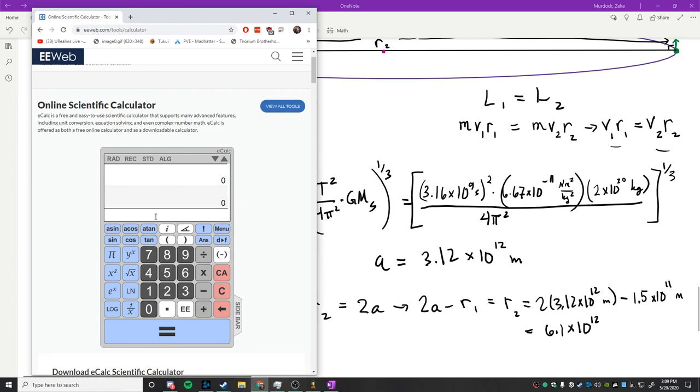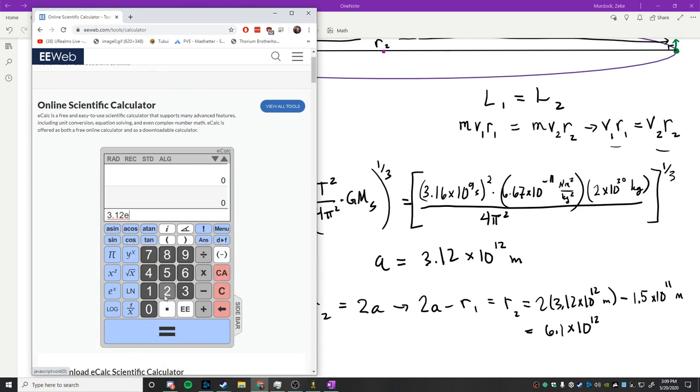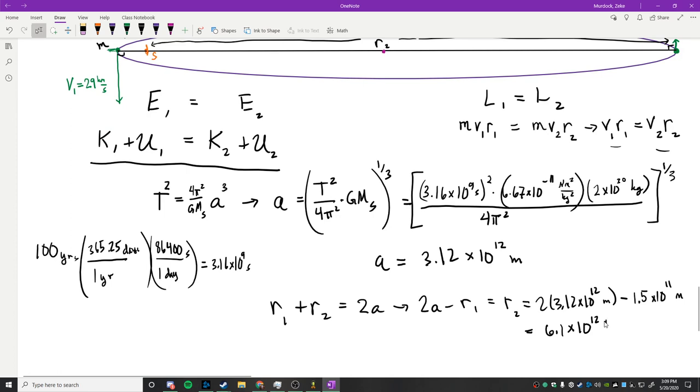Oh, dang. So it's basically 3.12 times 10 to the 12, and then we times 2 minus 1.5 times 10 to the 11, equals. Yep, cool. And that's going to be in meters, right? So we now have R2. That's really handy. That was the answer to part A.